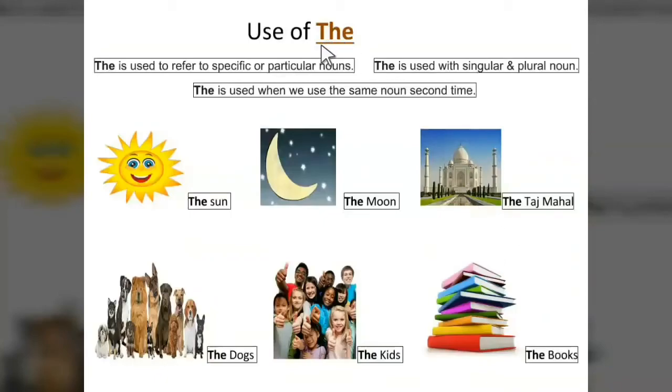Now the is used with specific or particular noun, and the is used with singular or plural noun, and the is also used when we use the same noun a second time. जैसे the sun, it is specific. The moon, this is specific. The Taj Mahal, it is also specific. The dogs, यहाँ पे plural है, बहुत सारे dogs. The kids, many kids are there. The books, many books are there.